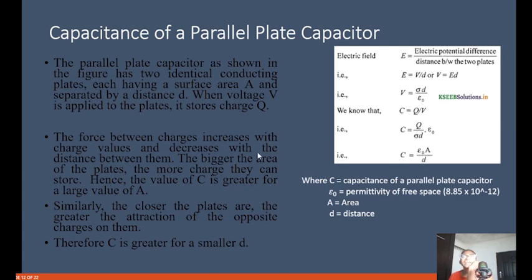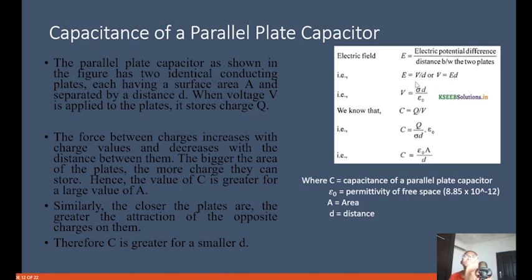We've already accepted that the capacitance of a capacitor is the charge divided by the potential difference. That's the ratio of the charge and the potential difference. So remember that we have E is equal to what? Electric potential difference divided by the distance between the two plates.